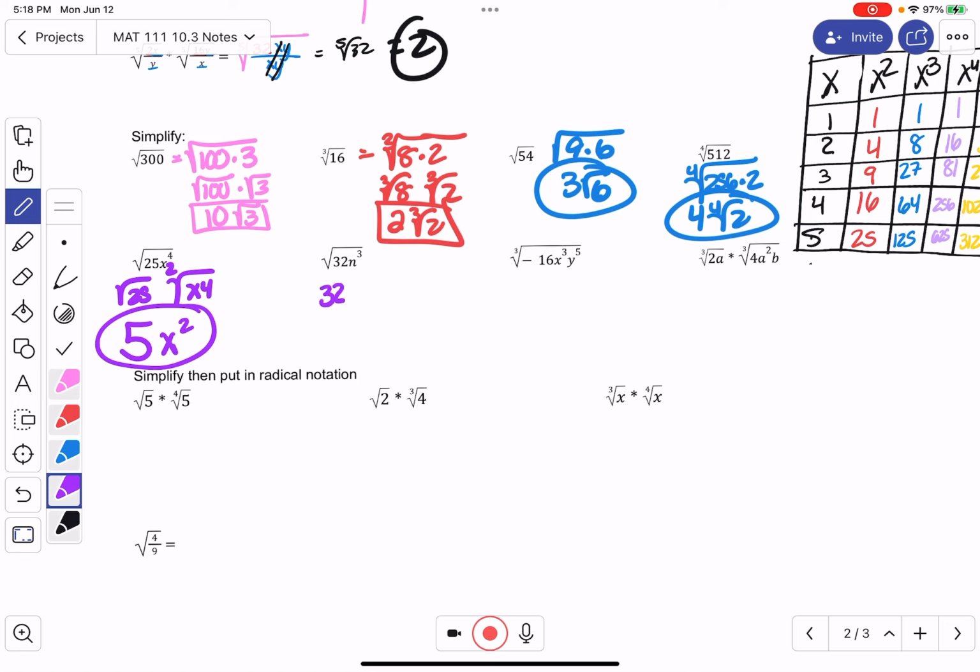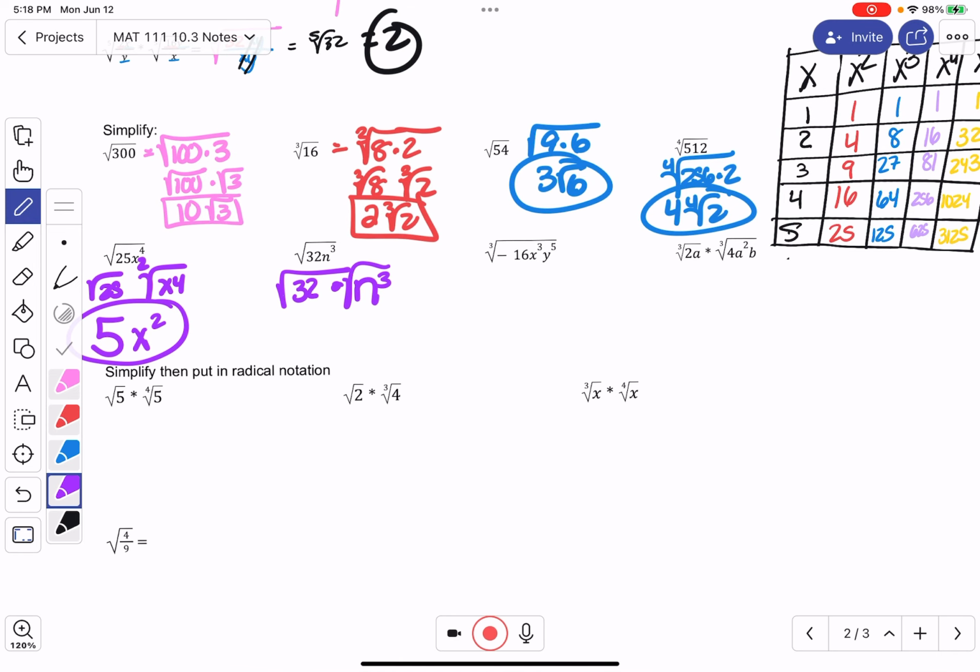All right, let's try this one. We have 32, and we have n cubed. Well, 32 doesn't have a square root, but 16 does. So we can rewrite it as 16 times 2, which square root of 16 is 4. Leave the 2 inside.